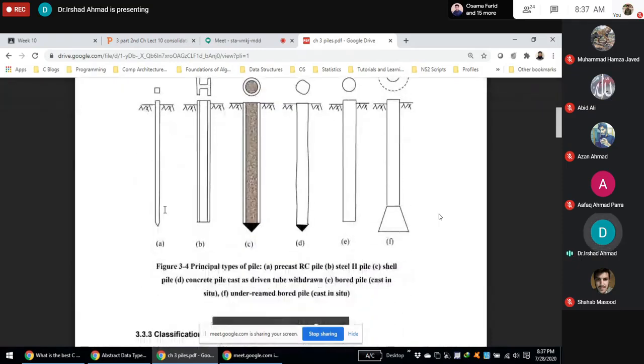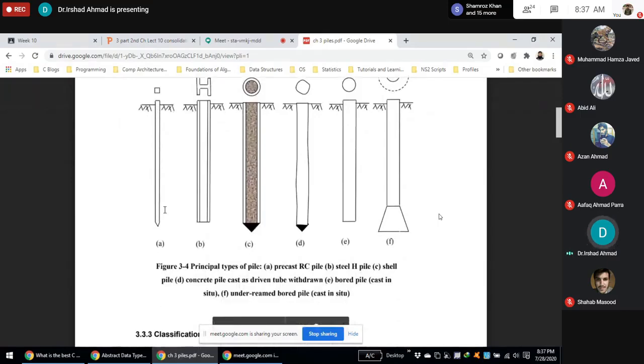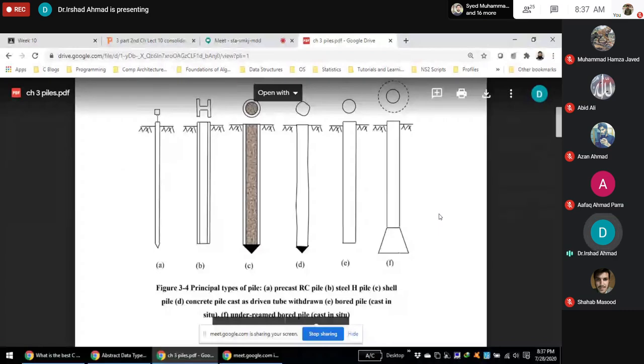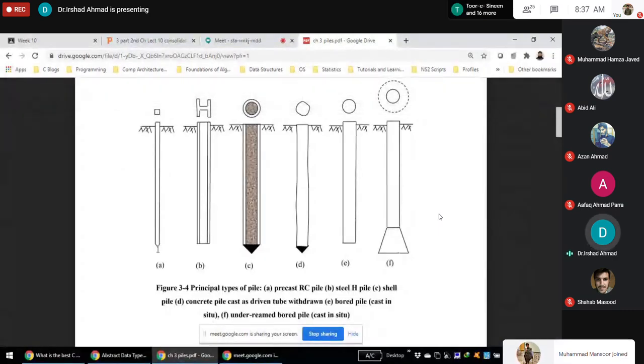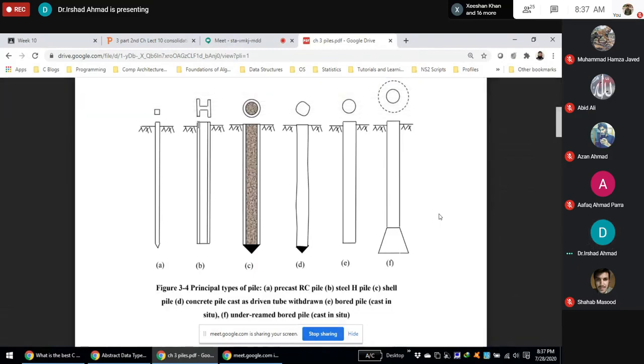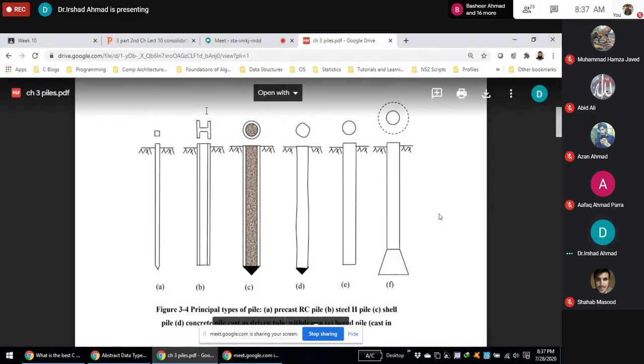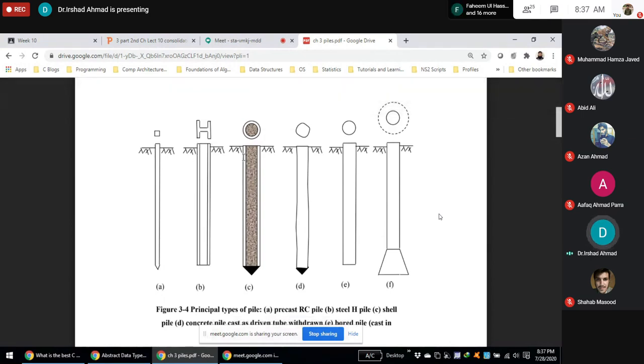Here are some figures of different types of piles according to how they are built. This is a square pile. At the end, there is a point. They are pointed. They are driven into the ground. They are driven piles. This is steel H pile. The top is cross section of the pile, and this is long section of the pile. This is also a driven pile.